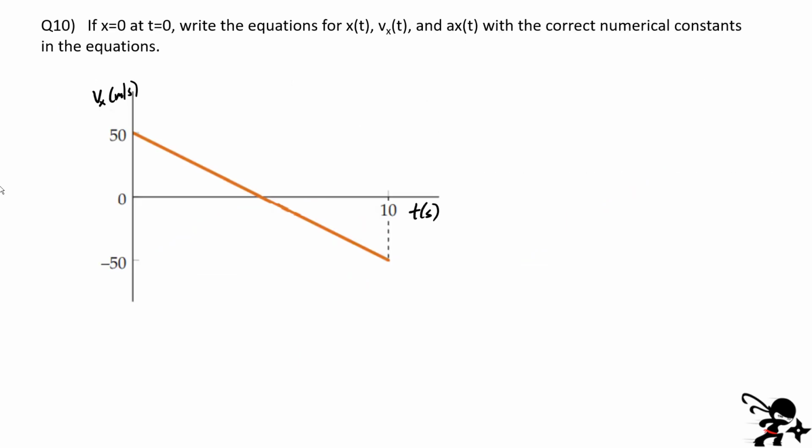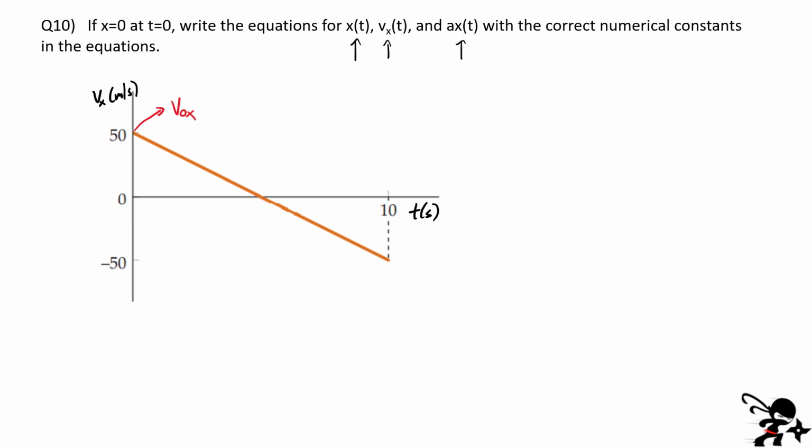All right, question 10 says, if x equals 0 at t equals 0, write an equation for the position, the velocity, and the acceleration with the correct numerical constants in the equations. And you're given this information in the graph. So let's look at some important information over here. First of all, we have a velocity that starts over here. So this would be my initial velocity in the x direction.